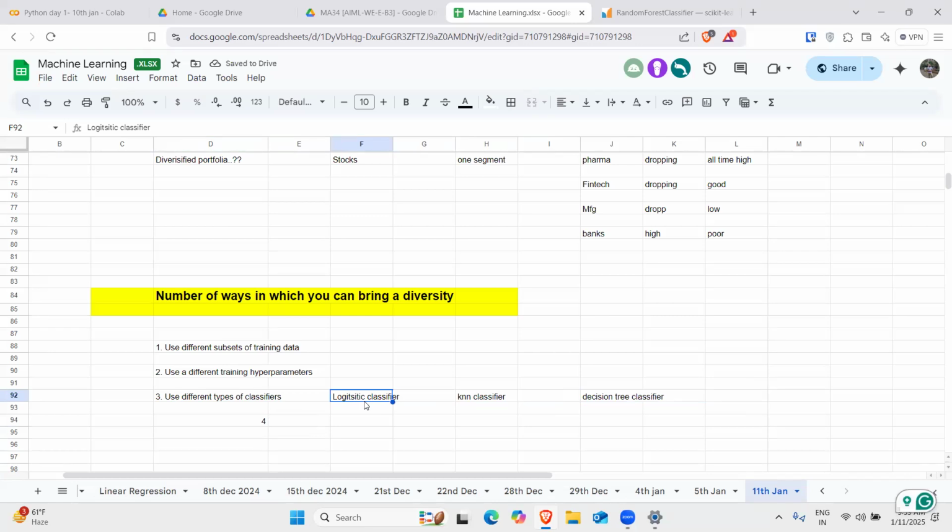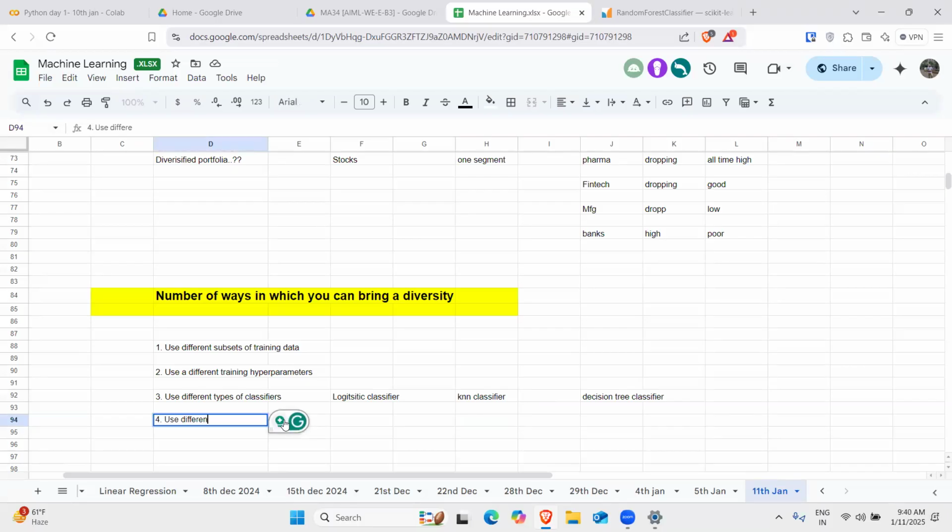So there might be a chance that your logistic classifier is not capturing a good result, but your KNN will capture a good result, right? There might be some drawbacks in all the models out there. So one drawback will be taken care of by another model, and the second drawback will be taken care of by another model. Yes or no? So likewise, you can use different types of classifiers, different models, and different features.